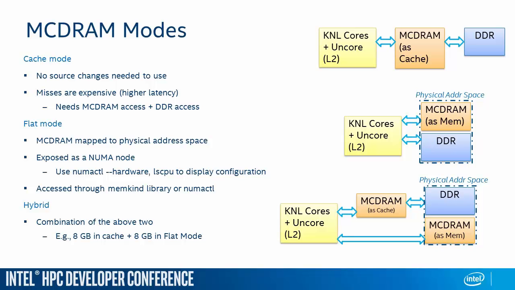There are three different ways that you can boot KNL to use MCDRAM, not counting the several hybrid modes. The first is cache mode, which is basically transparent to the software. We use the MCDRAM as a cache to DDR through hardware enablement, and the user will not have to make any changes to their program. They'll have higher latency when they miss all the way to DDR, because they'll have two hops to get to DDR.